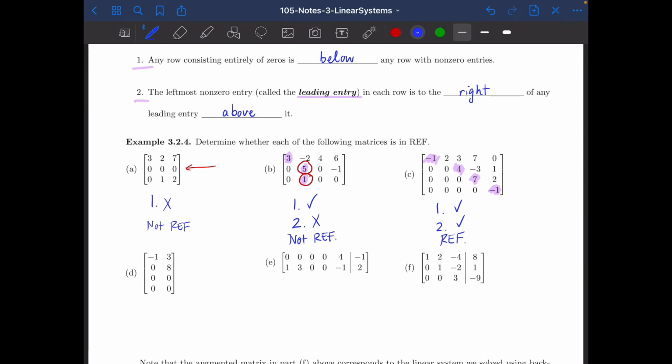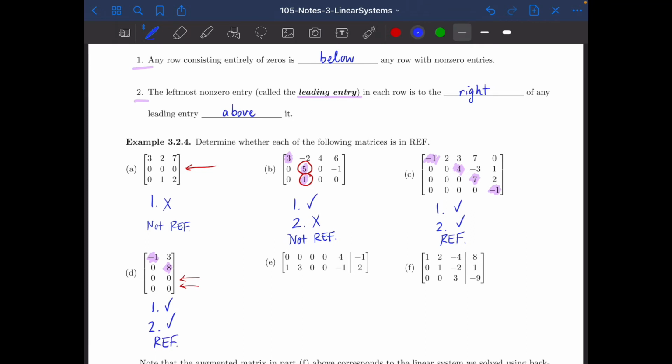Moving on to part D, we want to check the first condition. Do we have that any row consisting entirely of zeros is below any row with non-zero entries? We do. We actually have two rows consisting entirely of zeros, and they're both below any row with non-zero entries. And so condition 1 is satisfied. Is condition 2 satisfied? Well, the leading entries are this -1 in the first row and this 8 in the second row. And 8 is to the right of the -1, the leading entry in the row above it. And so condition 2 is also satisfied, which means that this matrix in part D is in row echelon form.